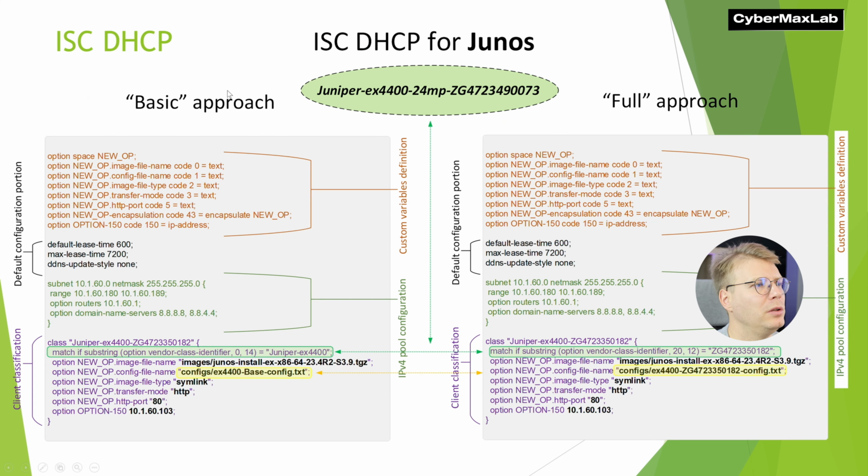Okay, next step is we'll look through the configuration. First, we'll start with ISC DHCP for Junos devices. On the left side, it's the basic approach. On the right side, the full approach. We'll start on the left side, top to bottom.